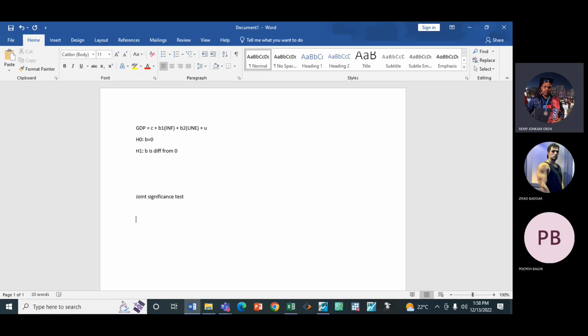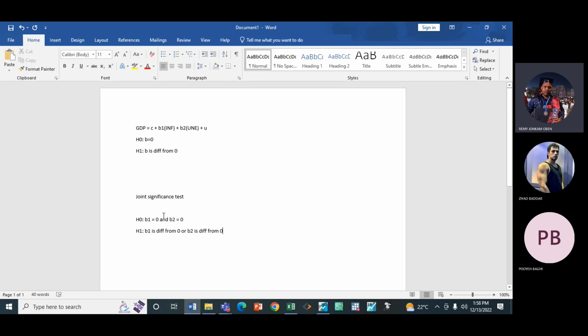So how can we write the null hypothesis? The null hypothesis is beta 1 equals 0 and beta 2 equals 0. The alternative hypothesis is beta 1 is different from 0, or beta 2 is different from 0.